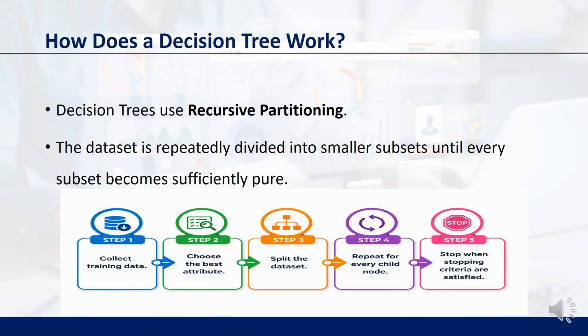The process continues until the subset becomes sufficiently pure or another stopping condition is reached. The word recursive means that the same process is repeatedly applied to the resulting subsets. So the overall process can be visualized as: large data set, first split, smaller subsets, further splitting, smaller and more homogeneous subsets, final prediction. The ultimate objective is to create groups that allow us to make accurate predictions.